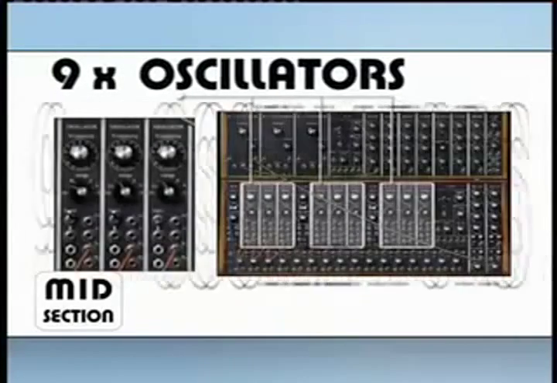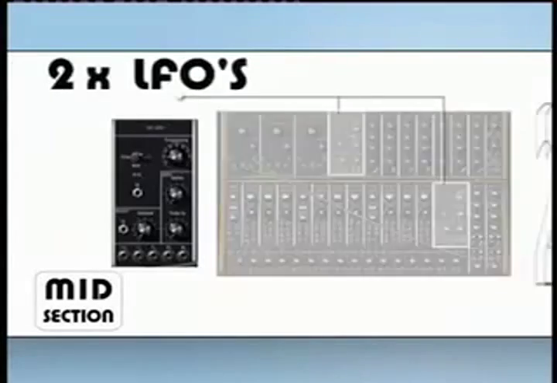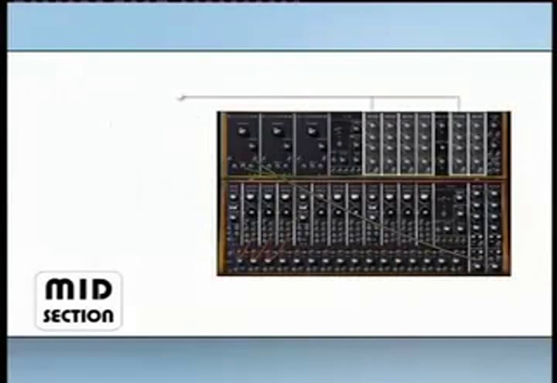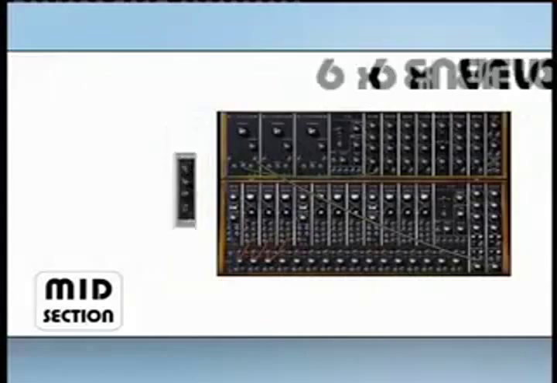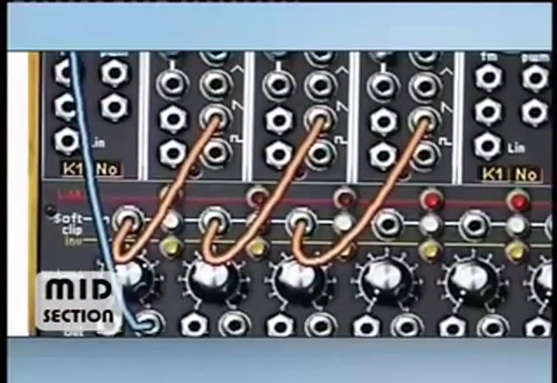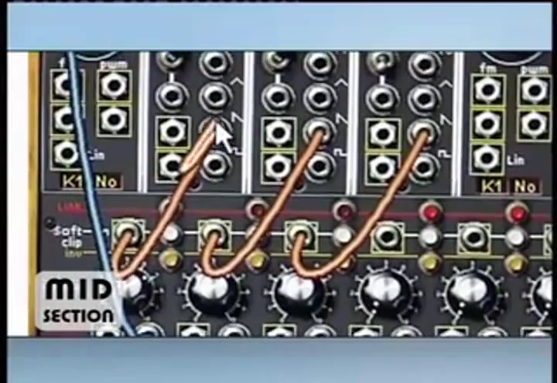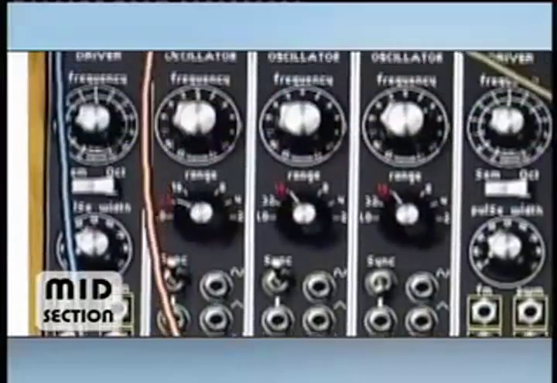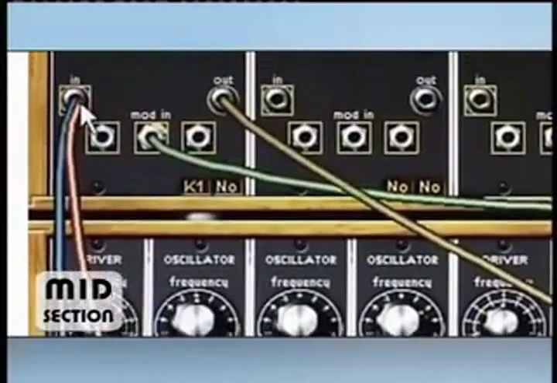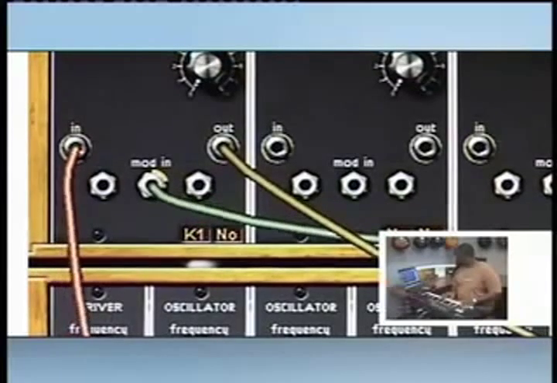It offers up to 9 oscillators, 3 filter slots with varied choices, 2 LFOs, and 6 envelopes, just to mention the main modules. Patching those modules together is not quite as complicated as it looks. I can take, for example, the cable of oscillator 1 here, using the saw wave, and put it into filter 1, sending it right out into my main VCA input. There it is.